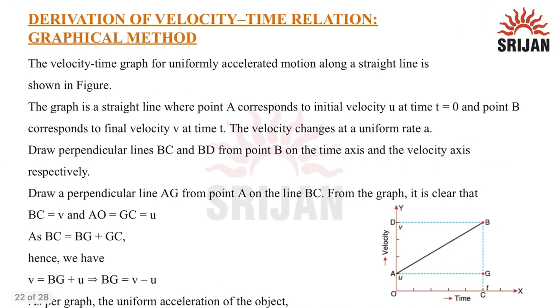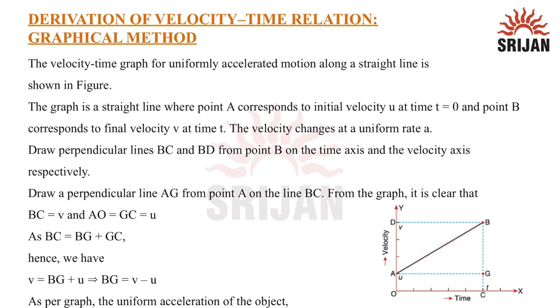Now, derivation of velocity time relation by graphical method. So, the velocity time graph for a uniformly accelerated motion along a straight line is shown in this particular figure. Now, the graph is a straight line where point A corresponds to the initial velocity u at time equals 0, and point B corresponds to the final velocity v at time interval t. Now, the velocity changes at a uniform rate a.